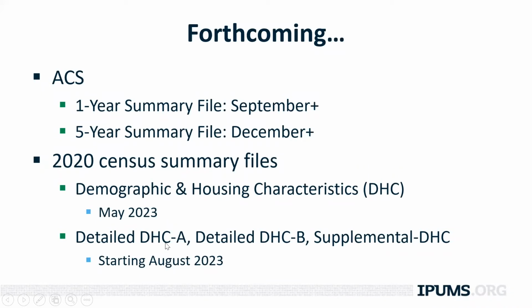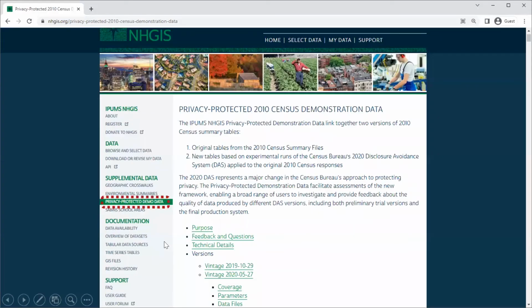Why is it delayed so much? A big reason is that the census is currently implementing a wholly new scheme for protecting privacy in its census summary files. This scheme involves injecting noise into the data, random noise, to make it harder for people to reconstruct individual characteristics from the published tables. And NHGIS has a very special and very useful resource that can help you assess the significance and size of that noisy, random added error.